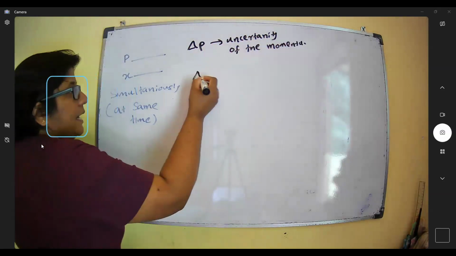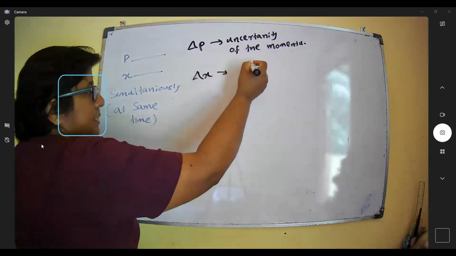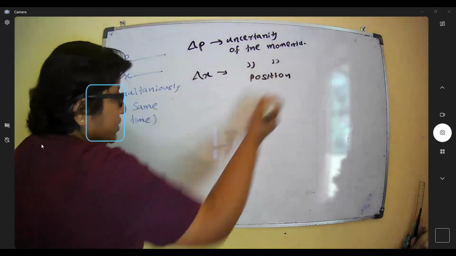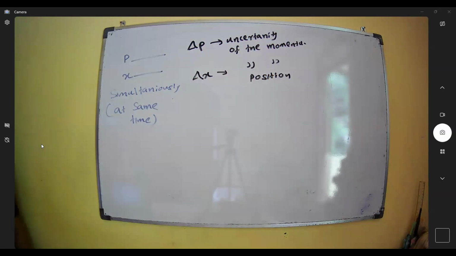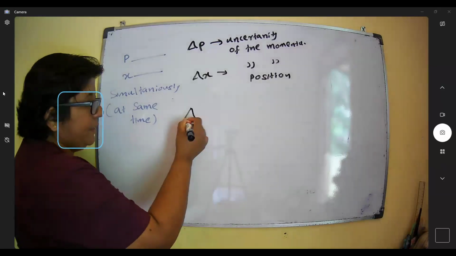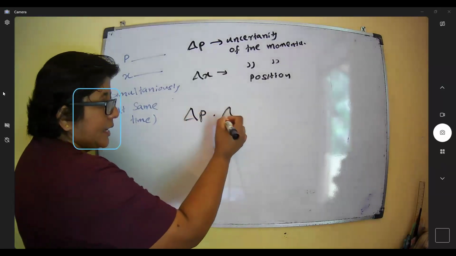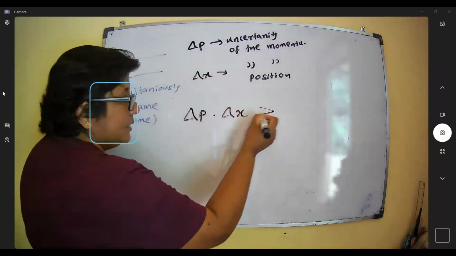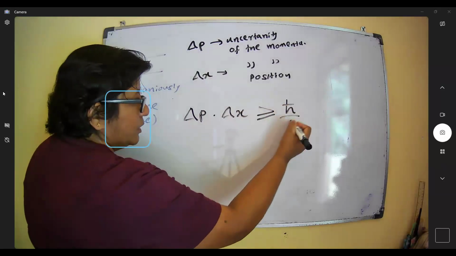Then another one is delta X. Delta X is the uncertainty of the position, or error, or precision, right? Then what is the relationship between these two uncertainties, delta X and delta P? It is expressed as the Heisenberg uncertainty principle. Delta P and delta X, the multiplication of these uncertainties, is greater than or equal to H cross over 2.